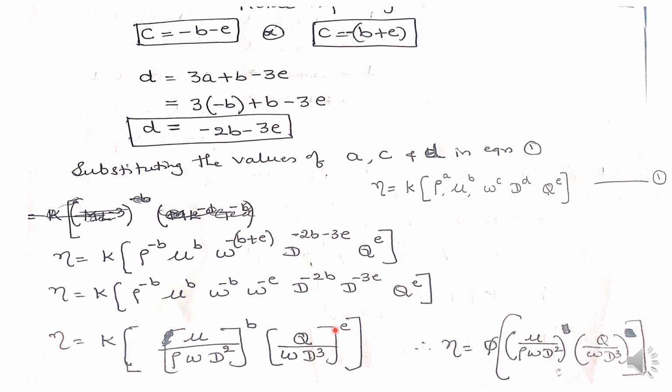If I remove this K term, therefore efficiency is equal to a function of viscosity divided by rho omega D square, into Q divided by omega D cubed. This is the functional symbol. In this term, we are not going to write the powers, and we are writing it in this function form.